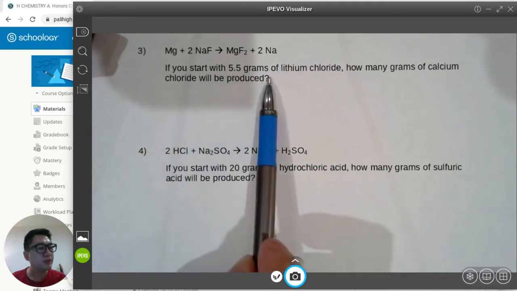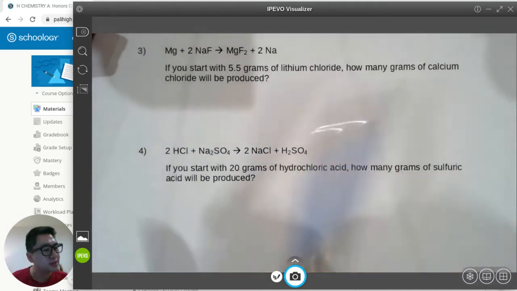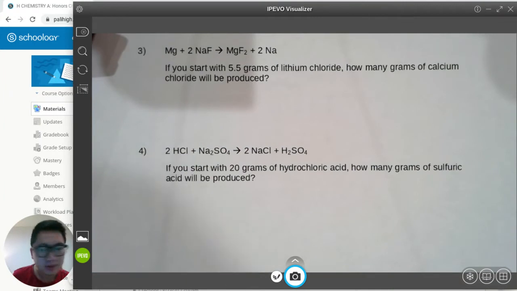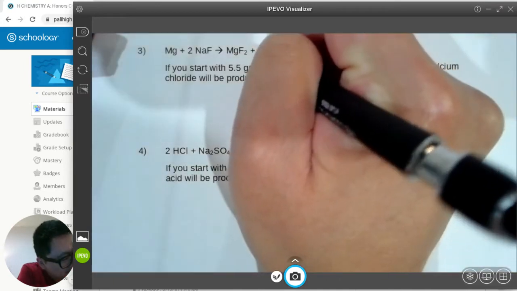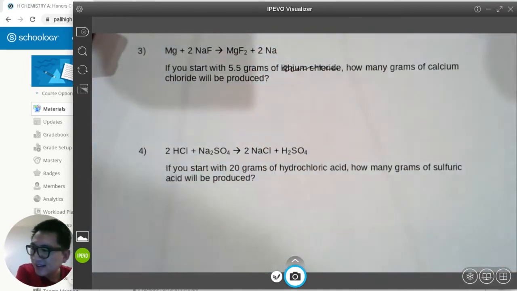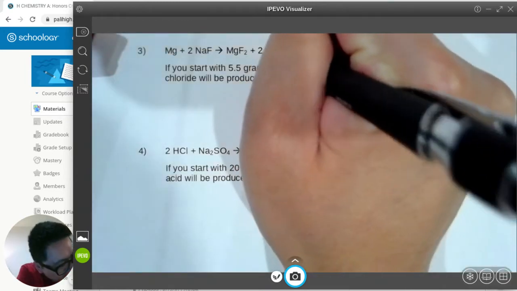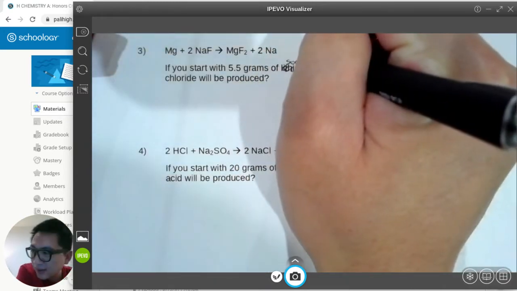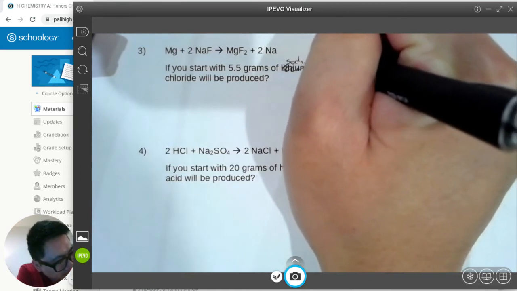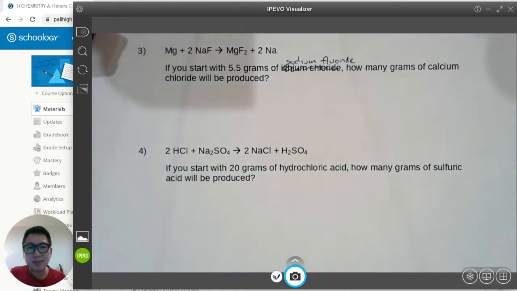I'm given 5.5 grams of lithium chloride. The question is lithium, wait, I think that's probably a typo there. That probably should say sodium fluoride. Okay, I'm going to change the question because there is no lithium chloride in this. Let's change that to sodium fluoride, because that would make absolutely no sense. It's like telling you to make a cake and I give you a cookie recipe.